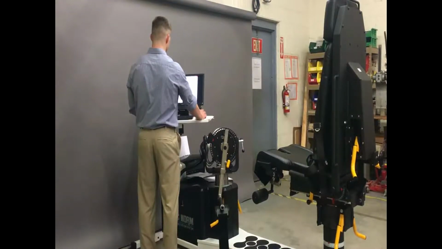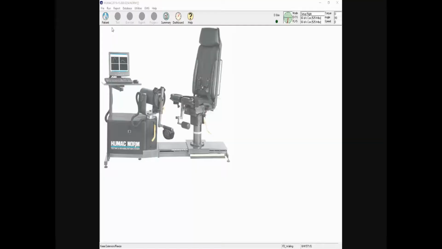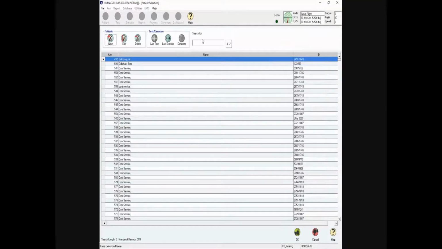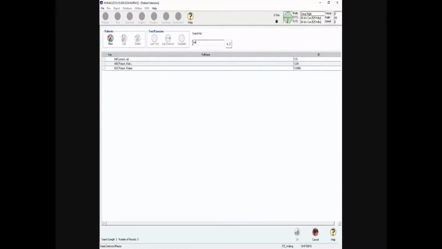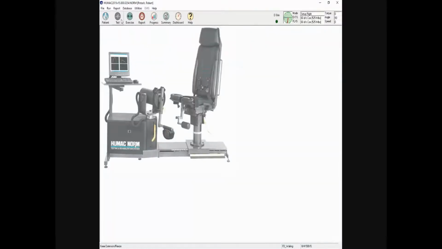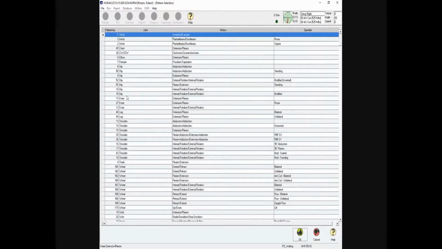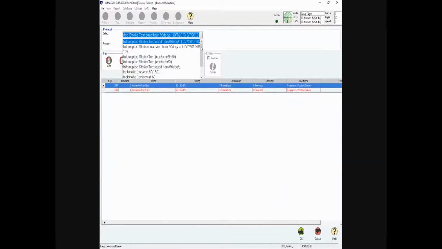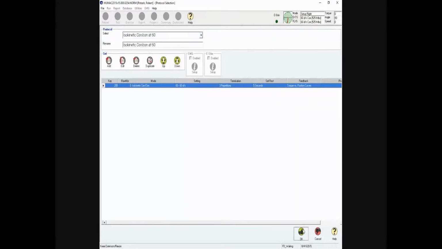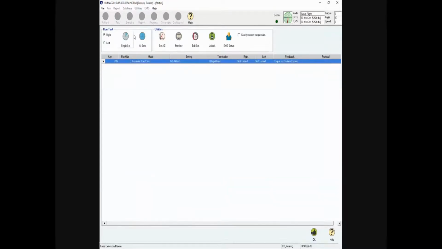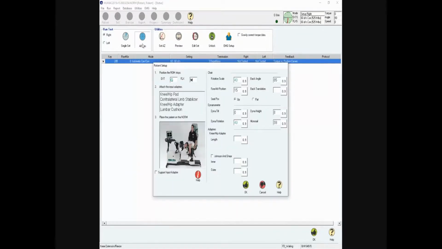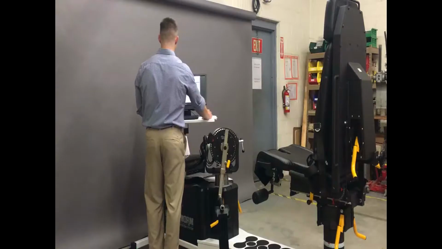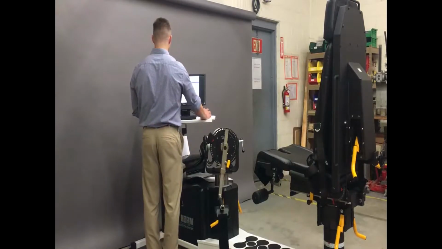In this video, we're going to see the standard concentric hamstring and quadriceps test. So go to the patient menu and select your patient. Then click test, select the joint, and then select the protocol that you're going to use. Now we're only doing one speed here, so you can click single set or all sets. So let's go ahead and set up our patient.